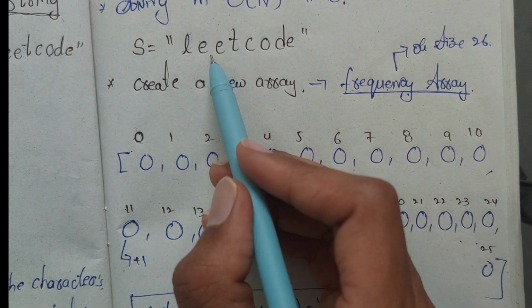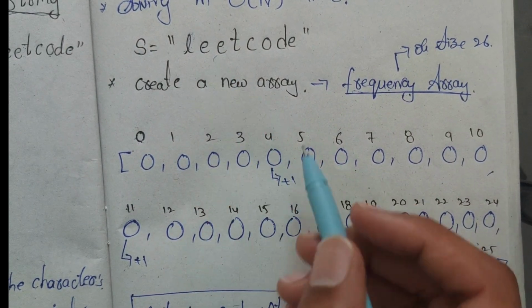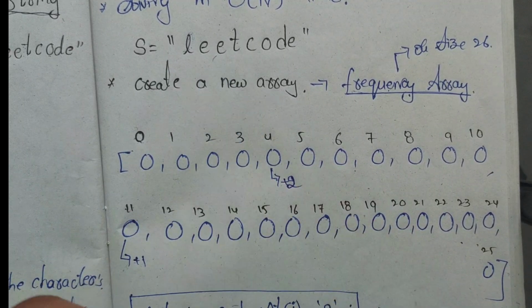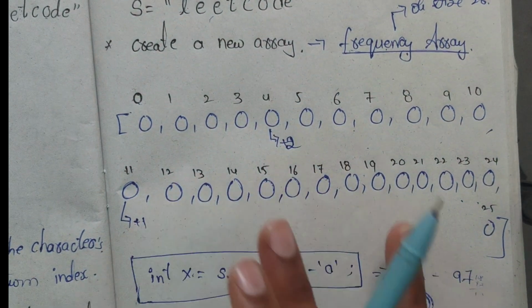Again, the next character is E. At the fourth index, we have to increment the count by 1. So now it will become 2. Okay. Now again T. So T is there, right? For all these characters, we have to follow this order only.